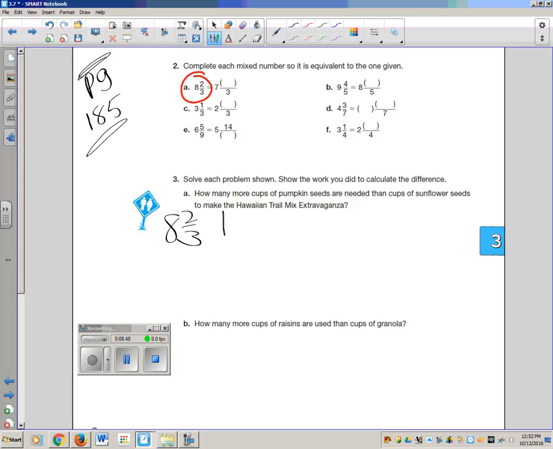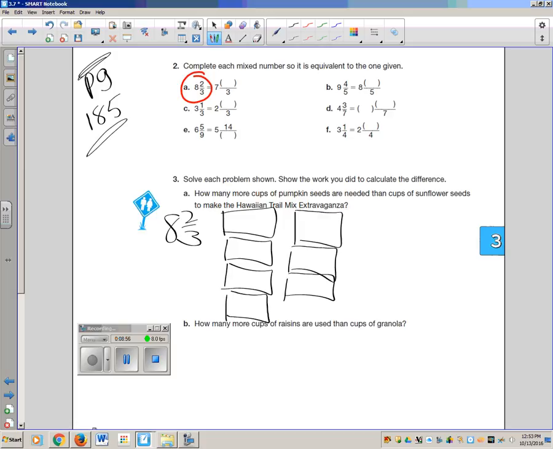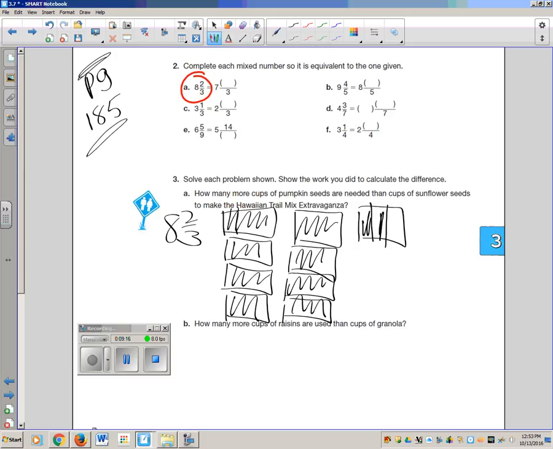So let's start with, let's draw 8 2/3. That means you have to draw 9 rectangles, because this is my 8, and they're all divided into thirds. So sketch those in. And then this one is 2/3. Make sure you have that sketched in. These are all thirds. We have 8 wholes. So here's my 8, here's my 2/3.